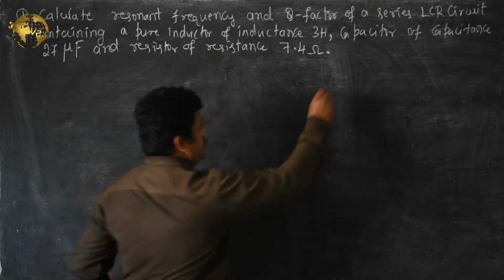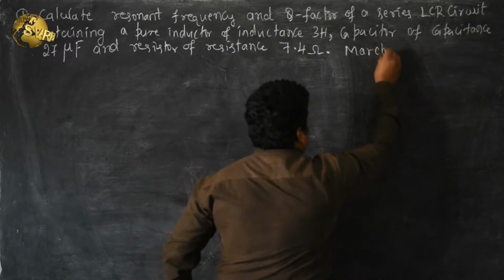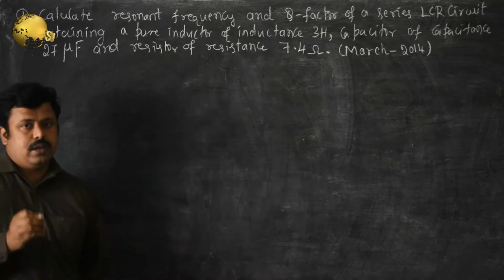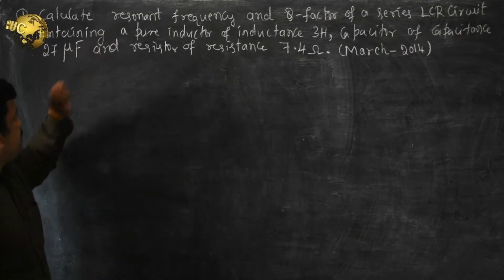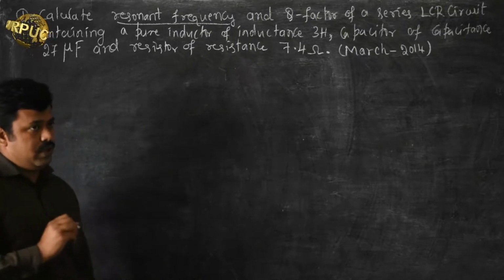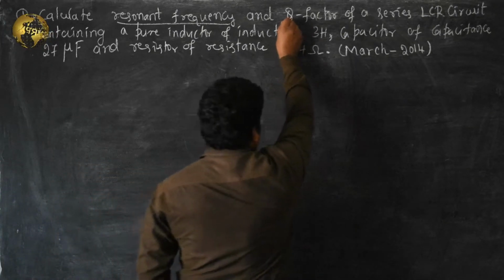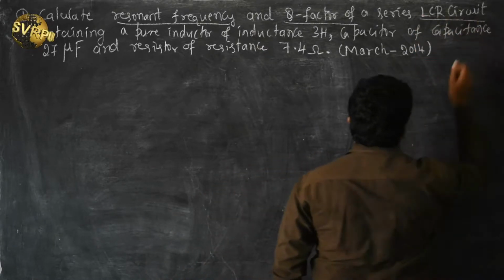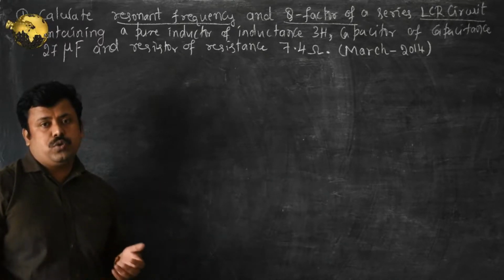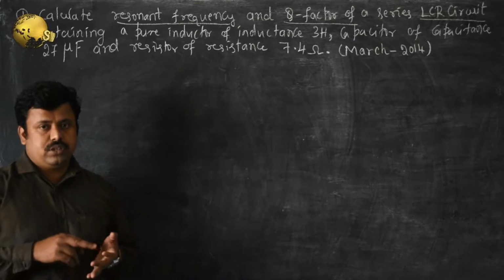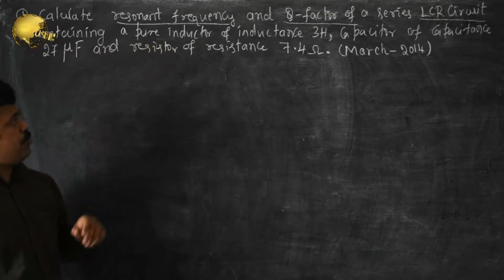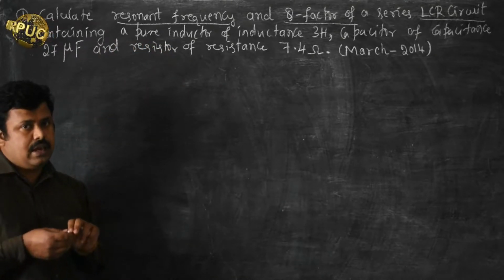This question was asked in March 2014 from the chapter Alternating Current. It says, calculate the resonant frequency and Q factor of a series LCR circuit, a circuit which includes an inductor, capacitor and resistor, containing a pure inductor of inductance 3 Henry.